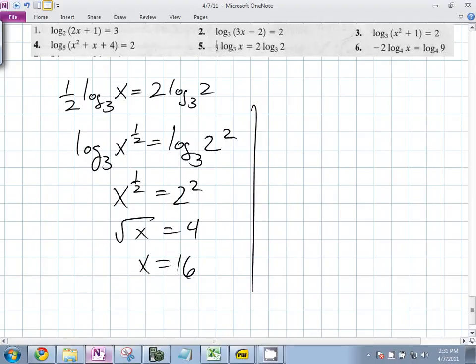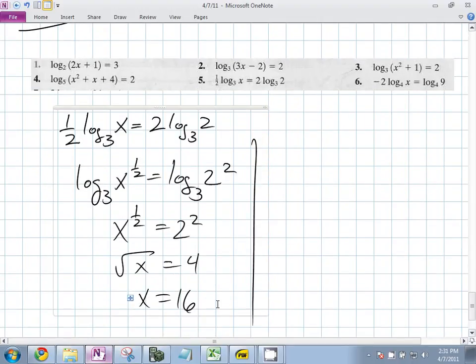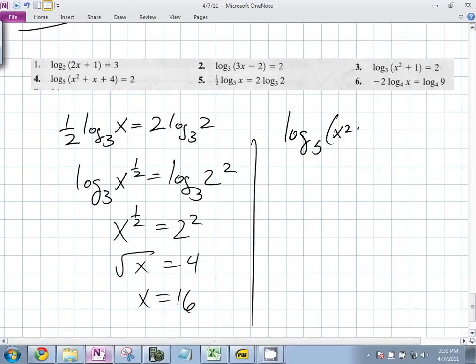What else? Any other ones look weird? 4? Let's do 4. 4 actually has the ugliest answer. Now, what form is this in? Logarithm. So what are we going to translate it into? Exponential. So can someone tell me what it is in exponential form? 5 squared equals x squared plus... Hopefully it's factorable, is it?